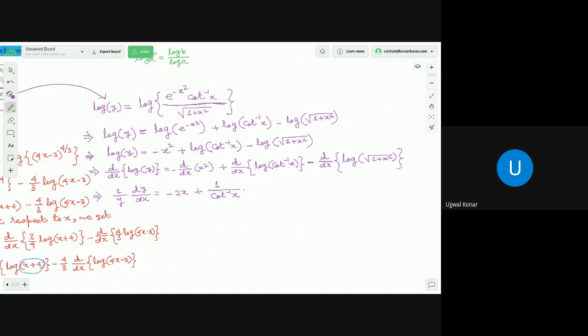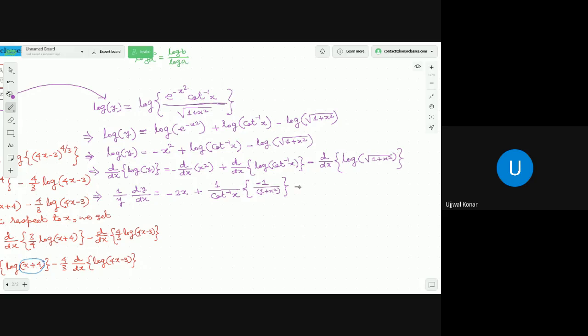What is d/dx of cot inverse x? Who can say? Look into it and let me know. It is minus 1 by 1 plus x square. Correct. What we get? Minus 1 by 1 plus x square. See, formulas are very, very essential utilities. If we do not remember the formula, despite knowing the concept, we cannot reach the answer.